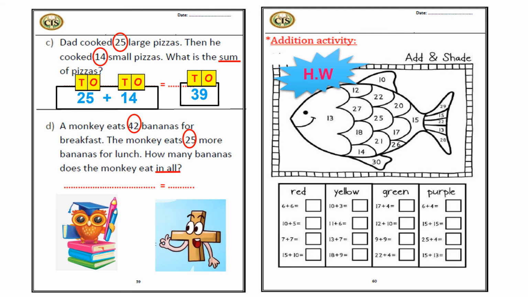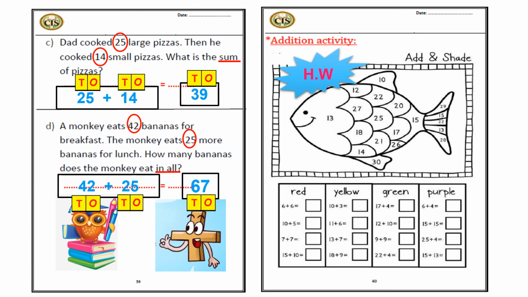So, let's add 42 plus 25. Ones with ones, tens with tens. So, 2 plus 5 equals 7. 4 plus 2 equals 6. So the sum is 67.